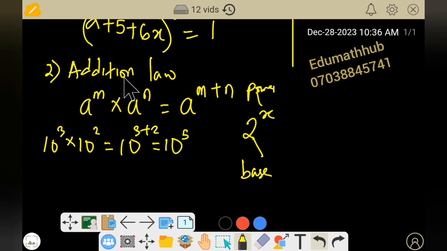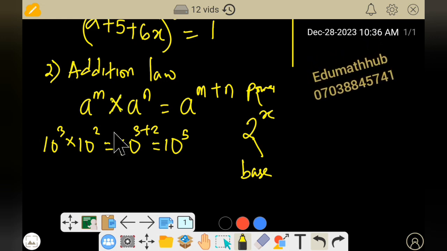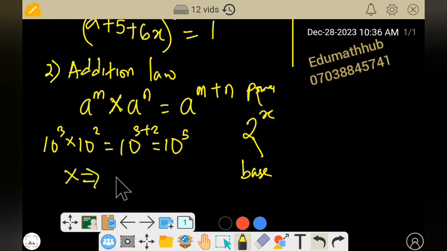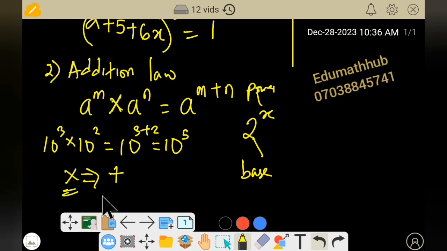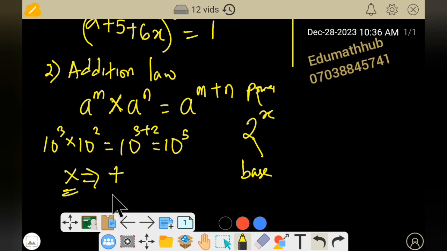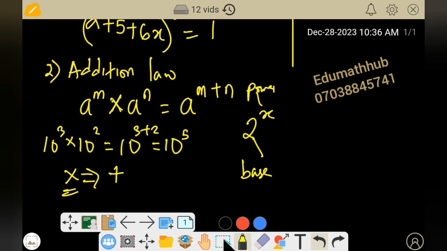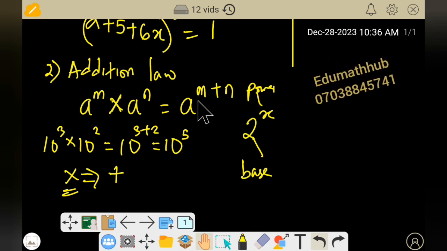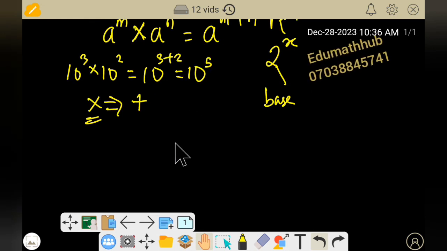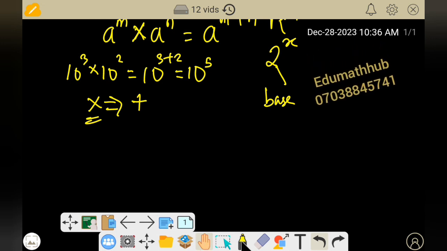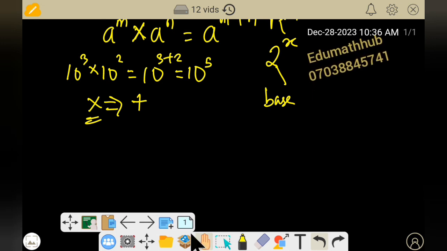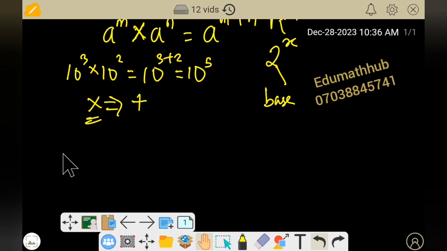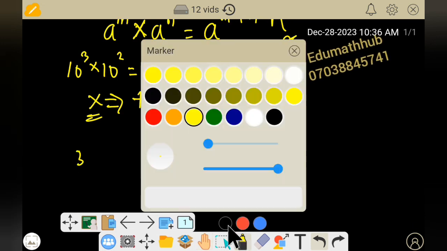So in the addition law in indices, times stands for plus. Anytime you see times in indices, it means you should do addition. So let's take the third law. The third law is the subtraction law, since we have the addition law.